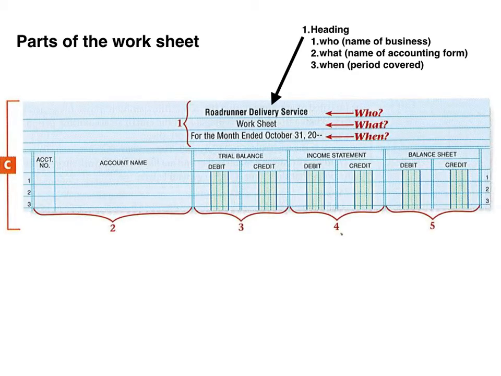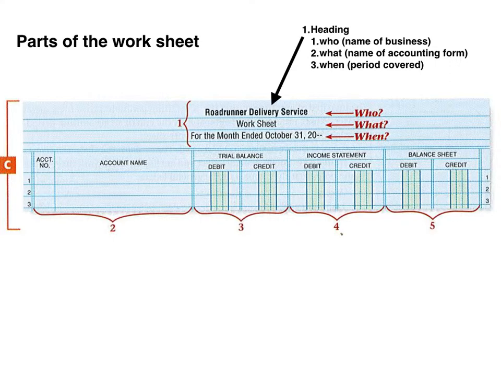So let's look at the parts of the worksheet. There are 5 parts to the 6-column worksheet. And remember, 6 columns means that there are 6 money columns. So you'll see there we have two columns, debit and credit for trial balance, 2 columns, debit and credit for income statement, and 2 debit and credit columns for balance sheet. So we're going to look at each of these sections one at a time.